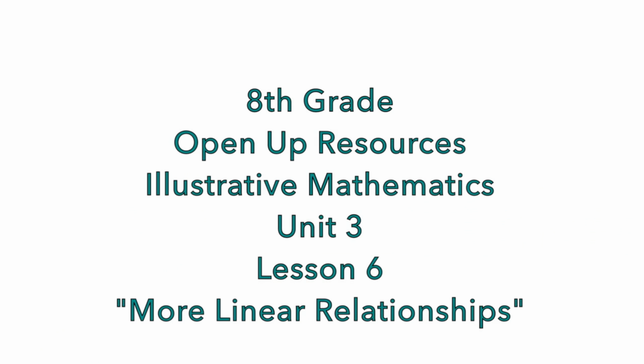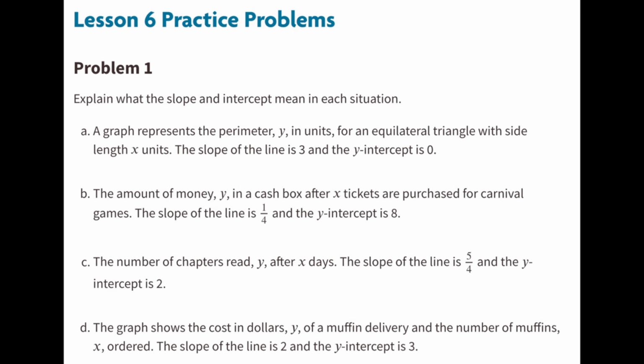8th grade Open Up Resources, Illustrative Mathematics, Unit 3, Lesson 6, More Linear Relationships. Problem number 1. Explain what the slope and intercept mean in each situation. A. A graph represents the perimeter y in units for an equilateral triangle with side length x units.